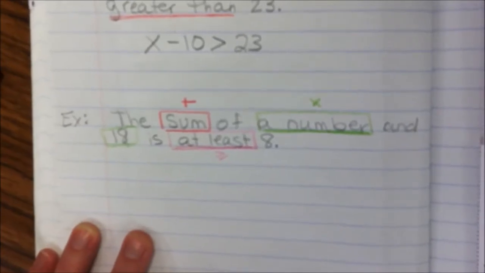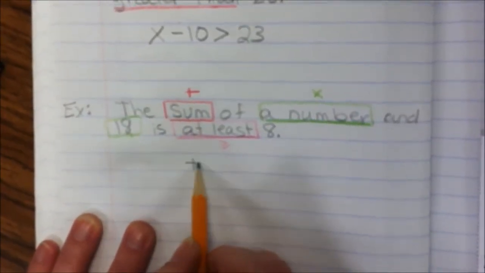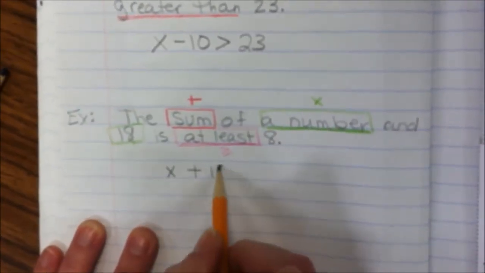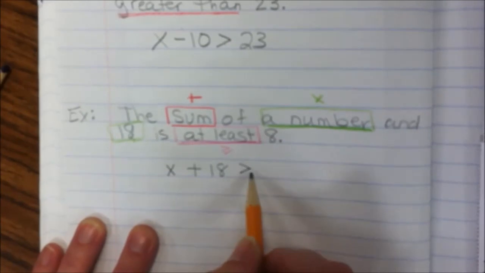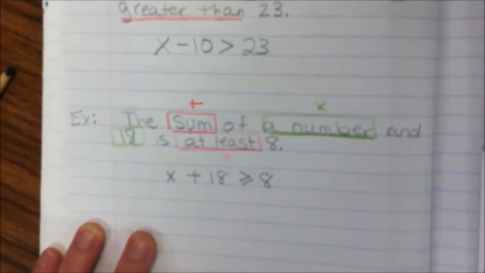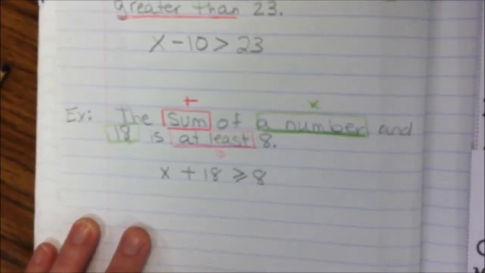So if I were to write this out, I would say the sum. So I know I'm adding a number and 18, and it's at least, so I have to put the greater than or equal to 8. Now you're going to go ahead and solve that and graph it on a number line.